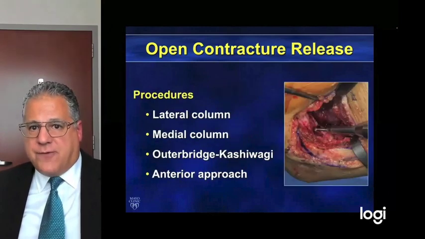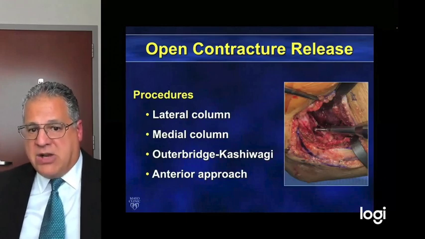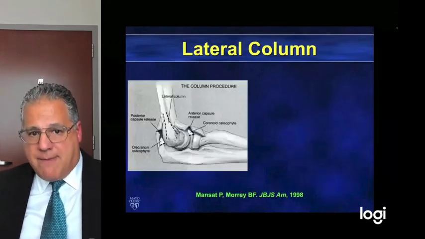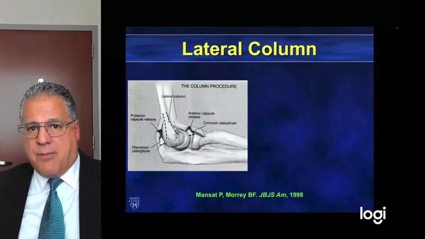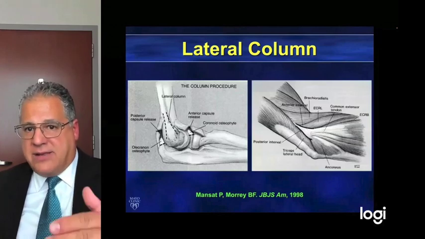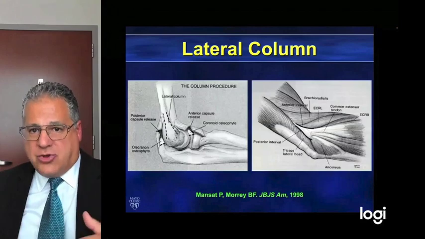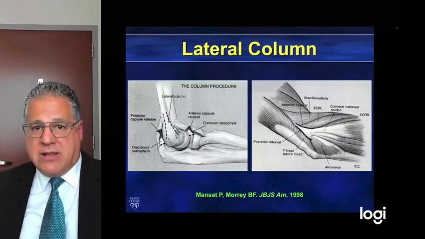There are four main procedures for open contracture release: the lateral column, the medial column, the Outerbridge-Kashiwagi, and the anterior approach. My favorite is the lateral column procedure described by Drs. Mansat and Morrey in 1998, where one can use intervals anterior and posterior to the origin of the LCL to access the joint and release it without generating instability.